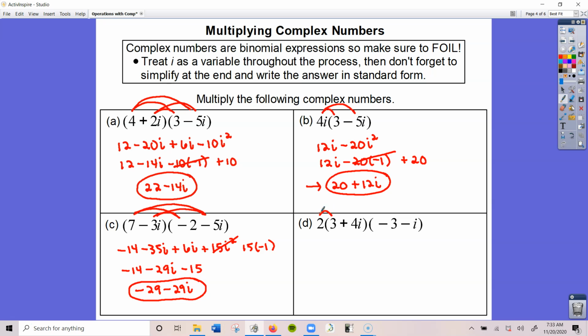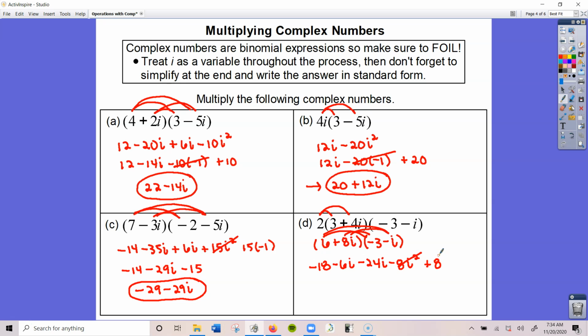So I'm going to distribute the 2 into this factor. And that would give me 6 plus 8i. And now I'm going to multiply that with negative 3 minus i. So I'm going to distribute the 6. And that would give me negative 18 minus 6i. Now I'm going to distribute the 8i, which would give me negative 24i minus 8i squared. Remembering that i squared is negative 1, this is equivalent to negative 8 times negative 1, making it a plus 8.